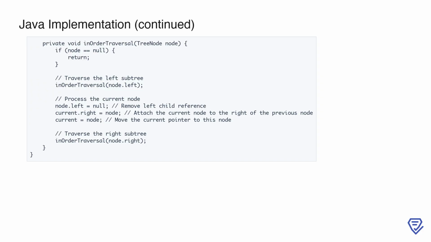We remove the left child reference by setting node.left to null, as the increasing order search tree should only have right children. Then, we attach the current node to the right of the current pointer, effectively adding it to the new tree. We move the current pointer to this node, so it's ready for the next insertion. Finally, we traverse the right subtree, processing the right descendants in sorted order. This approach ensures that all nodes are rearranged to meet the requirements of the increasing order search tree.